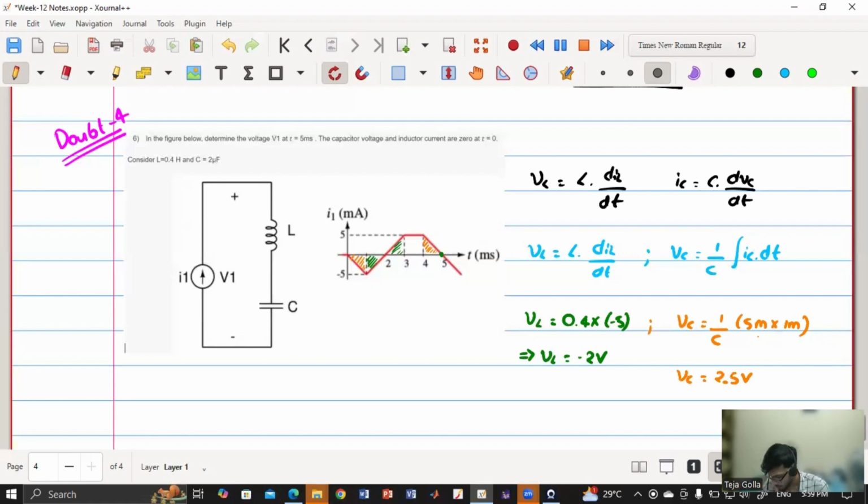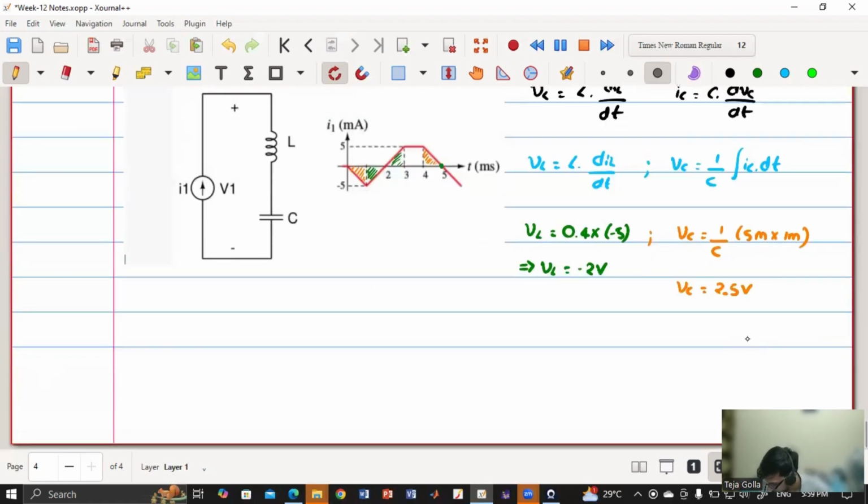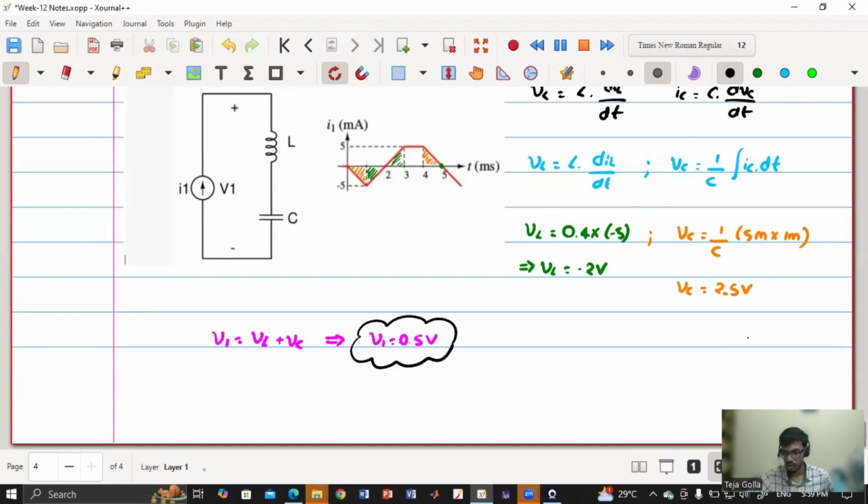So therefore overall V1, if we calculate, V1 equal to VL plus VC. That implies V1 equal to 0.5. Is it clear? Yes, it's clear.